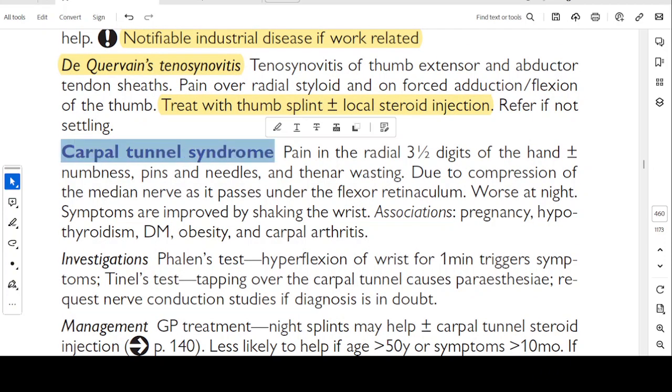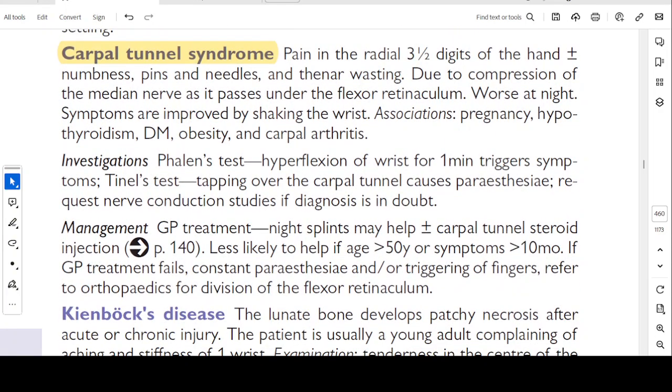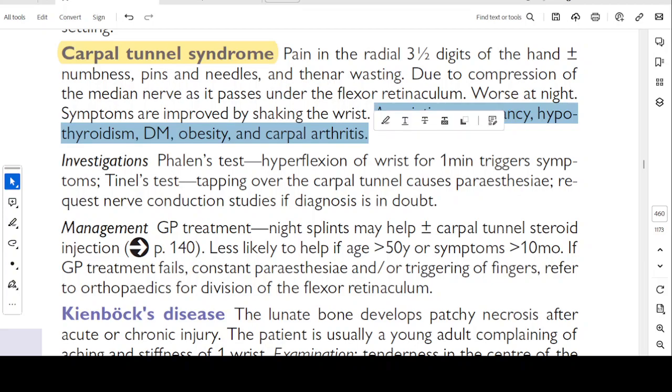Carpal tunnel syndrome. Pain in the radial 3.5 digits of the hand, plus or minus numbness, pins and needles, and thenar wasting due to compression of the median nerve as it passes under the flexor retinaculum. It is worse at night. The symptoms are improved by shaking the wrist. Associations: pregnancy, hypothyroidism, diabetes, obesity, and carpal arthritis.